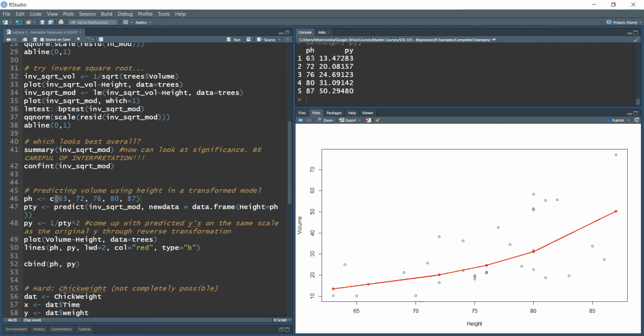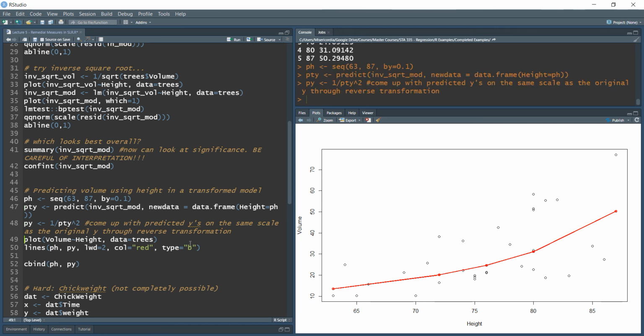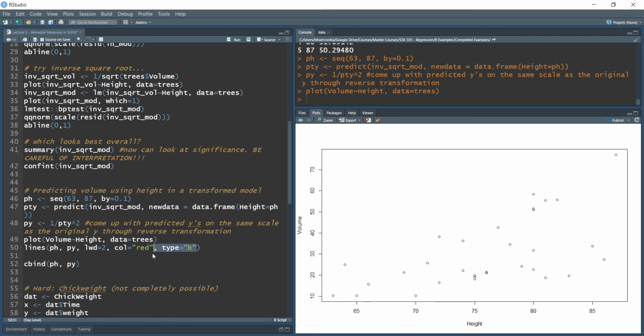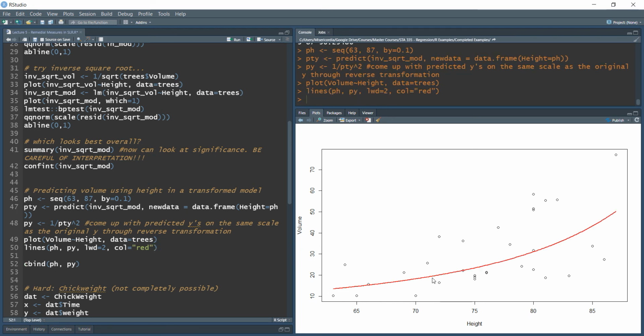Again, I got these from the 5-number summary, which is a good description of where these values are, but there's no reason why, if I wanted to create a prediction line, I couldn't come up with a whole bunch of prediction values between 63 and 87. I'll just do it by ones, I suppose. Well, do it by 0.1s. And then I would do this whole process again, and I do want a lot of points on there because this is going to create a nice smooth curve on my graph, and this would give my prediction curve that I came up with through predicting this particular model.